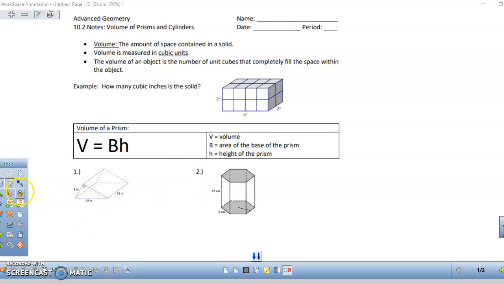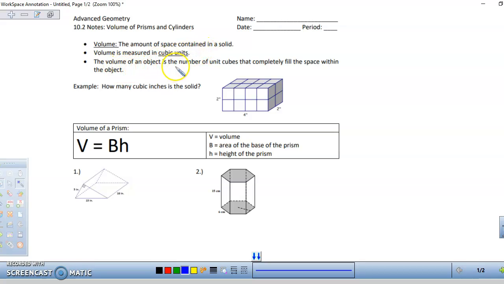Hello. So we're going to start with the basics of volume today, section 10.2. We're going to do that for prisms and cylinders. So volume is the amount of space contained in a solid. So all of these pictures here are solids or three-dimensional figures. Volume is measured in cubic units. So now you're going to start using inches cubed, feet cubed, meters cubed for your answers.